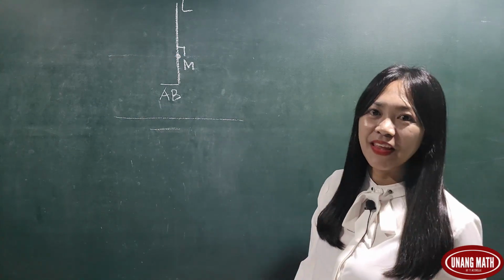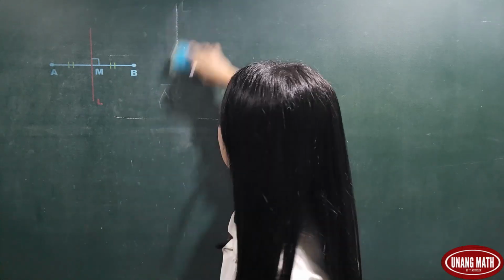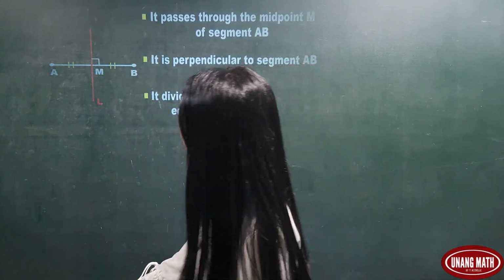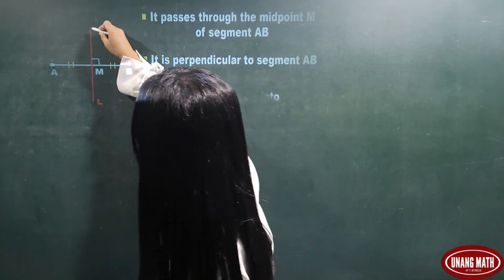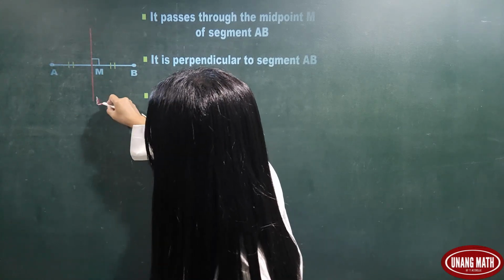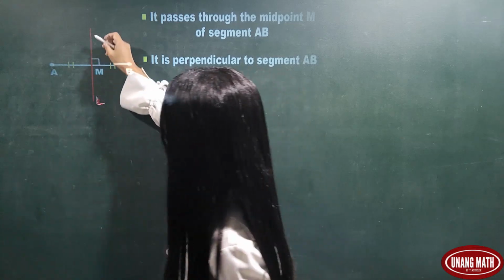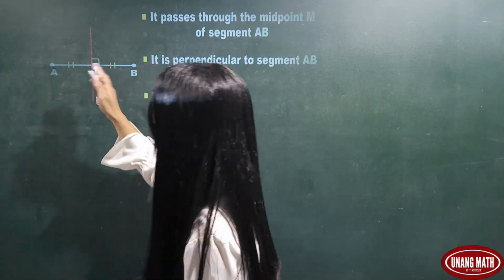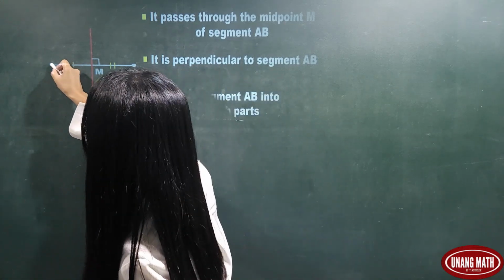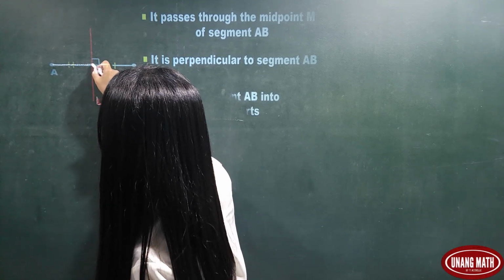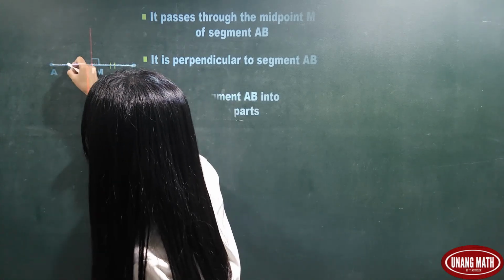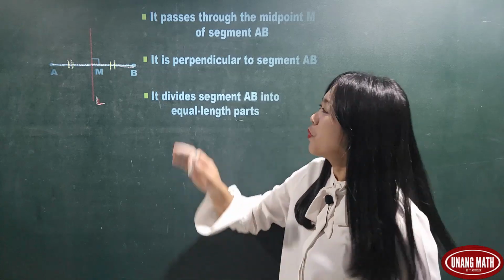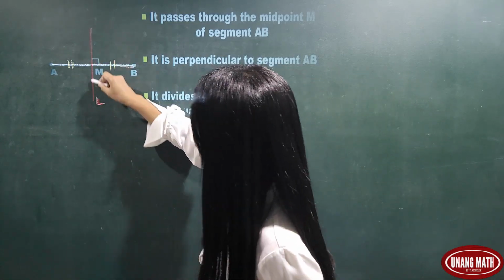Okay, what are the properties of a perpendicular bisector? Let's look at this figure. This is segment AB and this red line is our perpendicular bisector. So it bisects or divides segment AB into two equal lengths. So we have here segment AM and MB or BM. This length is equal to this length.